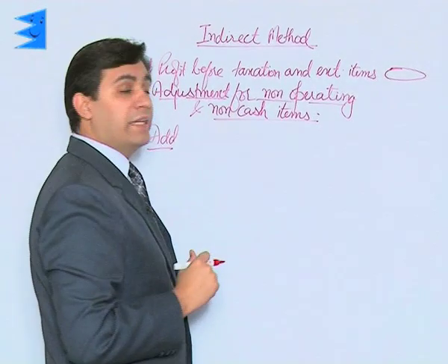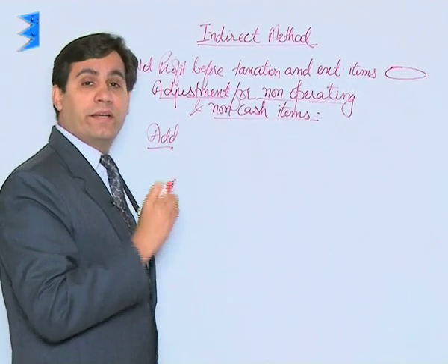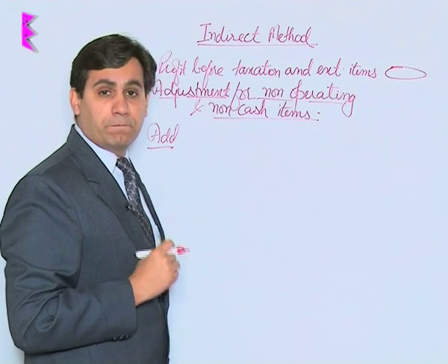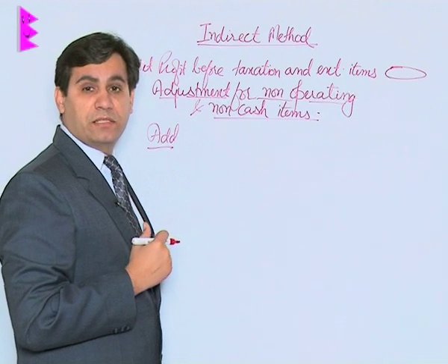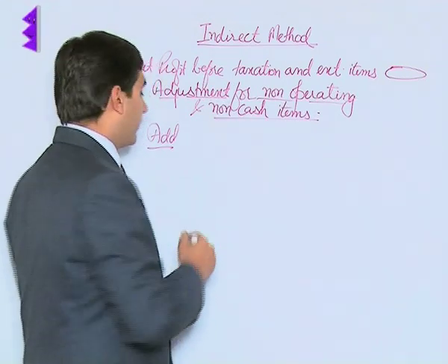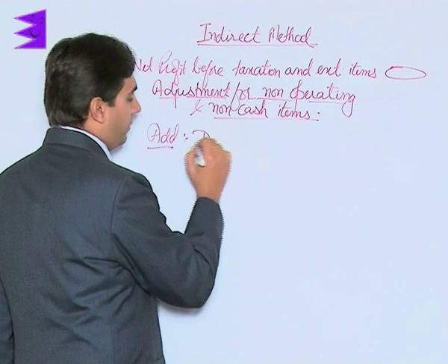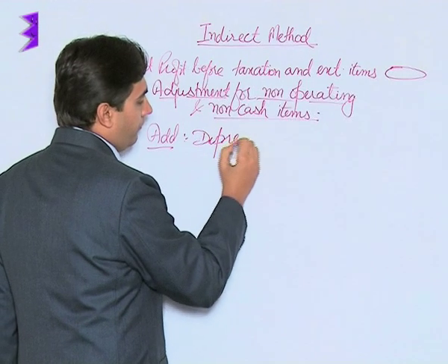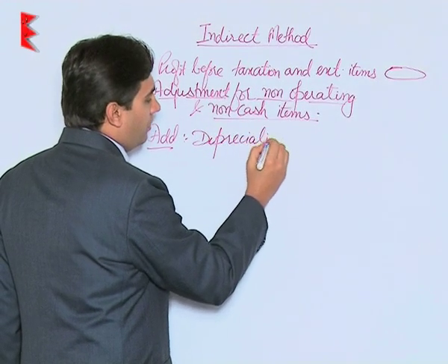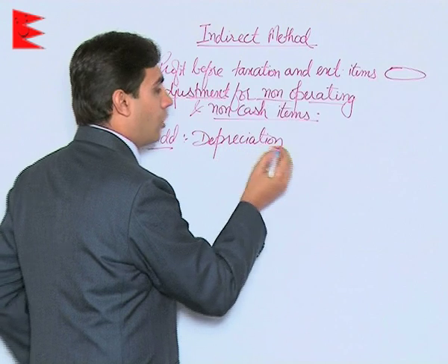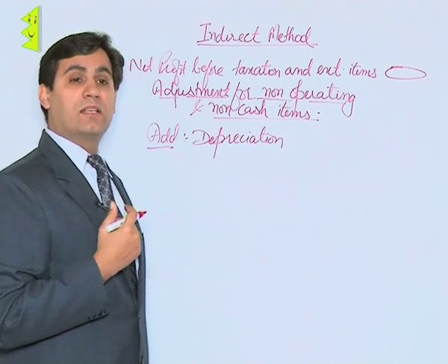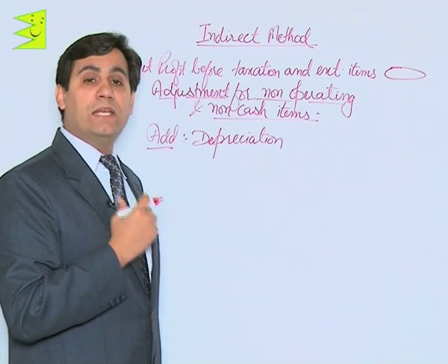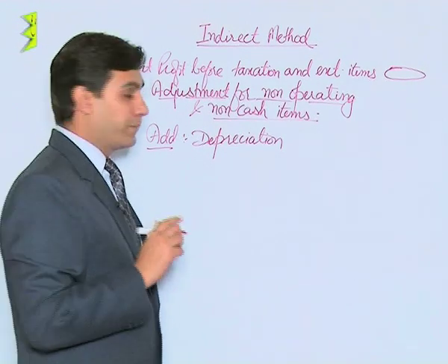Any other non-operating expense which was earlier deducted should be added back. Any other non-cash expense which has been deducted should be added back. Like for example, depreciation. Depreciation is a non-cash expense, so it should be added back as it does not involve any outflow of cash.